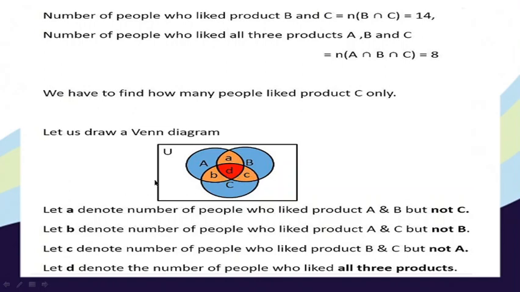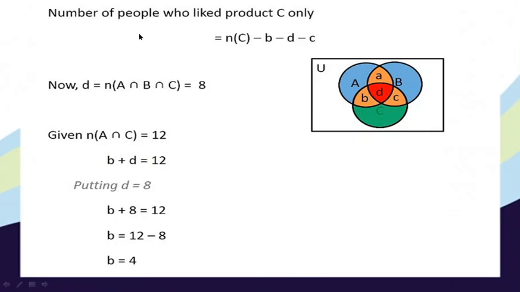Now let's say this small a denotes the number of people who like products A and B but not C. This small b represents the number of people who liked products A and C but not B. And in the same way, this small c represents the number of people who like products B and C but not A. And d is the common region, this red one, which represents the number of people who liked all 3 products.